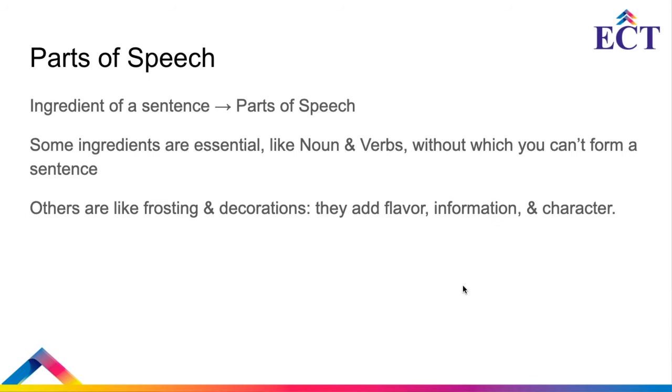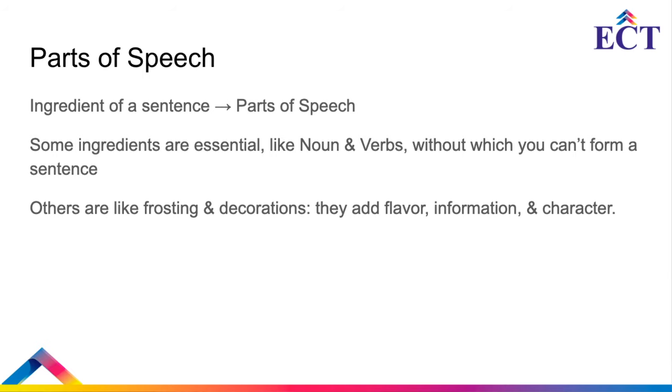So, this is the ingredient of a sentence. And the ingredients of a sentence, this is what we study as parts of speech. Everything that we study in parts of speech, like noun, pronoun, these are basically ingredients of a sentence. Some ingredients are essential, like nouns and verbs, without which you cannot form a sentence, while others are like frosting and decorations. They add flavor, information, and character. So remember that your sentence should have at least two things: subject and verb. The rest you add to give more information and detail to the sentence.